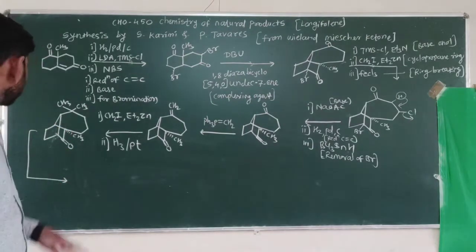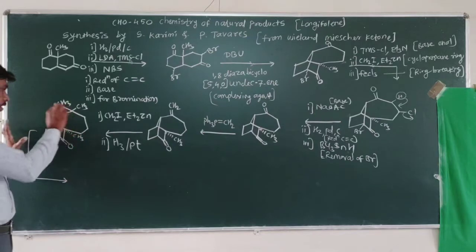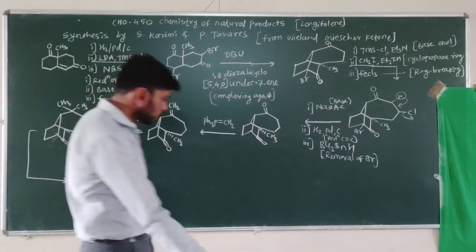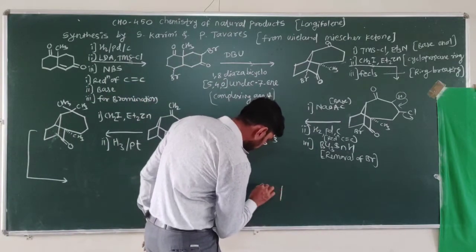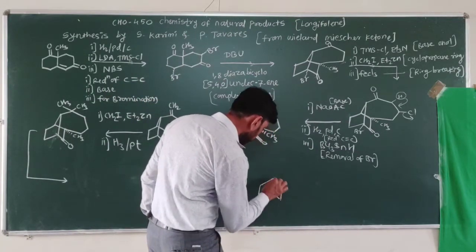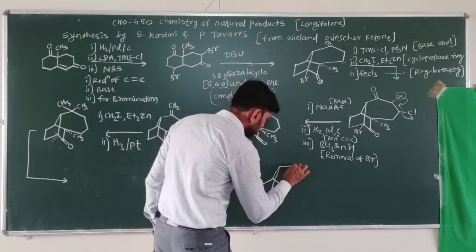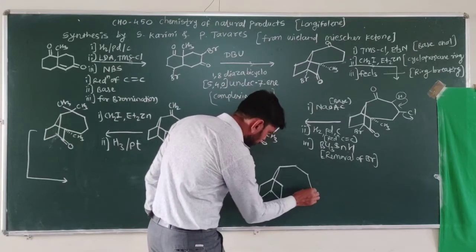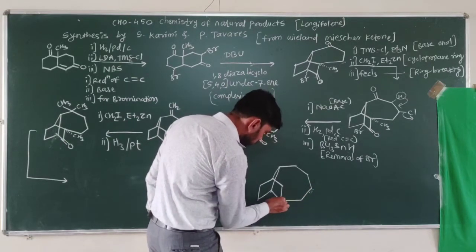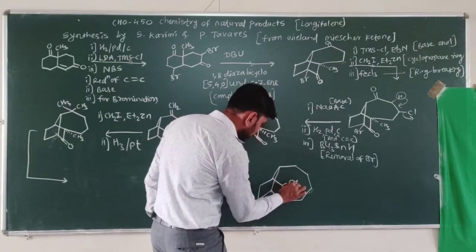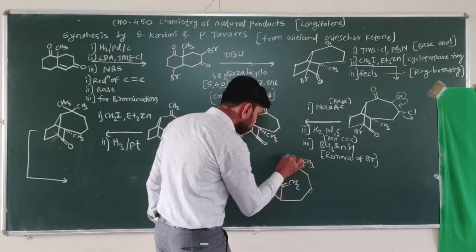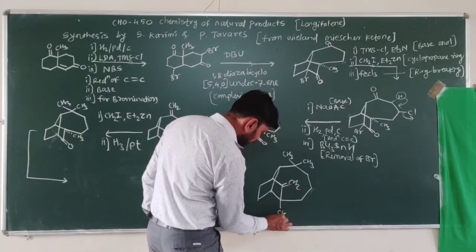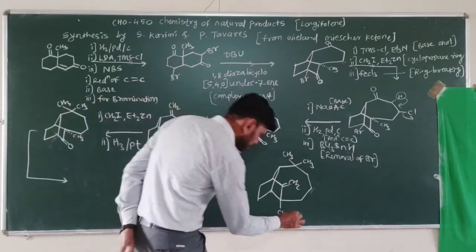In this step we saw that above skeleton we have maintained, but now at this stage we have to form the next skeleton. So see the structure of longifolene here, how the longifolene looks like, and what changes we have to make. The CH2 group is here, CH3, and then CH3 group is here. So this is actually the structure of longifolene.